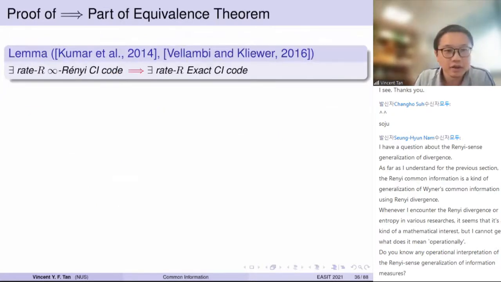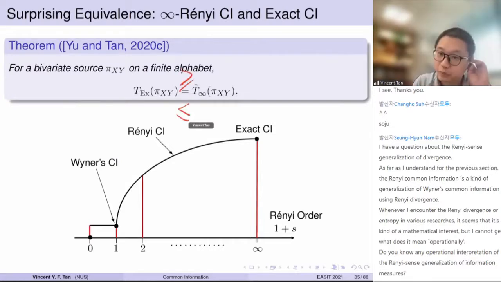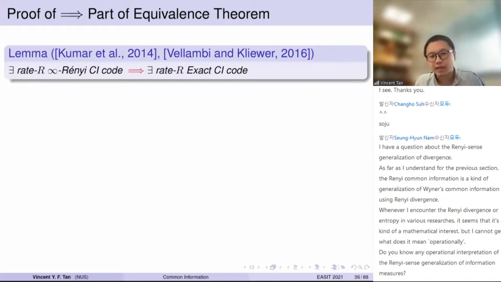I want to show you some elements of this proof. You don't have to remember everything. You just have to remember maybe the big idea. So how do we show this? Whenever we have an equality, we have to show this way and we have to show this way. There's only one way of doing it. So what we are going to show first is that if you give me a rate R Rényi common information code, I can produce a rate R exact common information code for you. This is one direction, and it leverages ideas from the original Kumar paper and Vellambi and Kliewer.